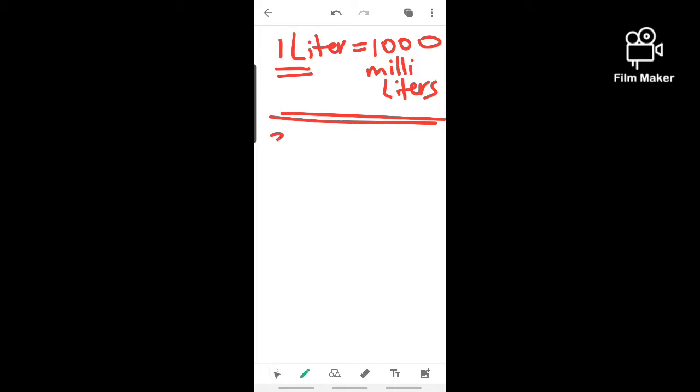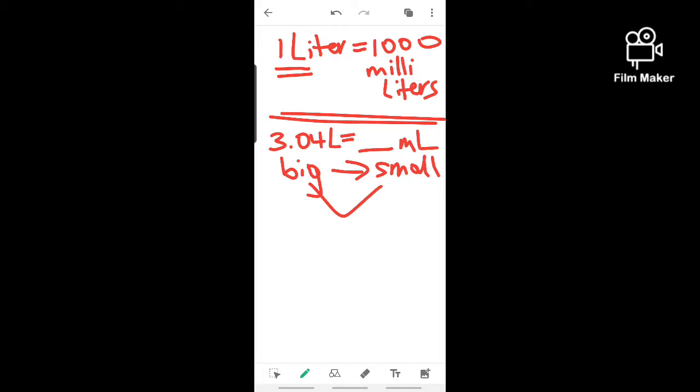Let's say we had 3.04 liters and we wanted to turn that into milliliters. Is this a bigger unit to a smaller unit, or is this a smaller unit to a bigger unit? Now, first of all, if 1 liter is equal to 1,000 milliliters, then we know that liters is actually the bigger unit, okay? So right away we know that this is big to smaller unit. So anytime we have big to small, we're going to multiply.